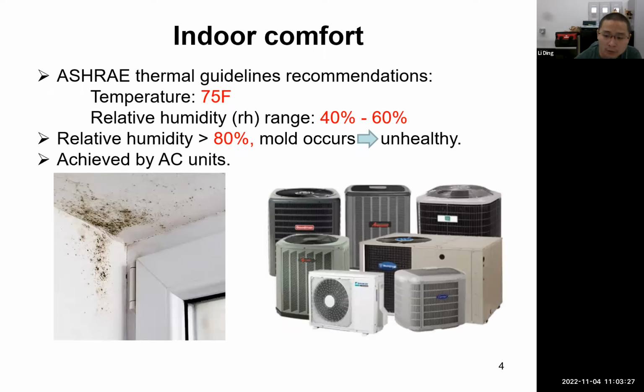So what are the indoor comfort conditions? The ASHRAE thermal guideline gives some recommendations. First is the temperature. The room temperature should be around 75 degrees Fahrenheit. And the relative humidity is also important. The relative humidity range should be between 40 to 60%. If the relative humidity is over 80%, mold will occur. You can see the picture on the left side, and it is unhealthy for occupants. These indoor comfort conditions can be achieved by AC units.